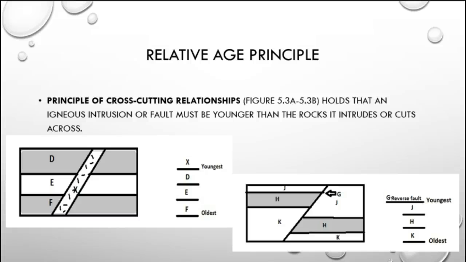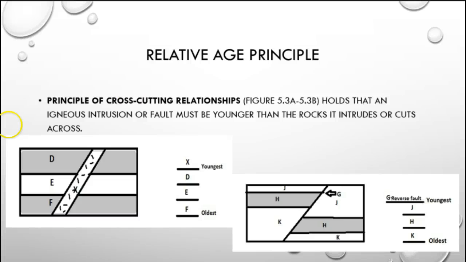Now let's move into some other principles. These principles were not stated by Steno, but followed later. There's the principle of cross-cutting relationships. This holds that an igneous intrusion or fault must be younger than the rock it intrudes or it cuts across.